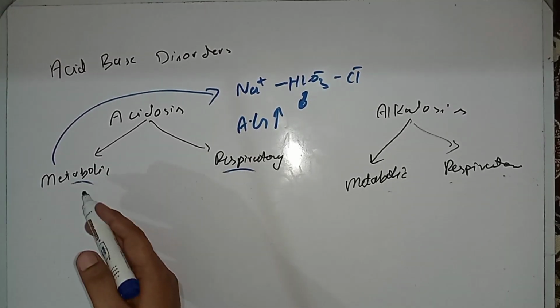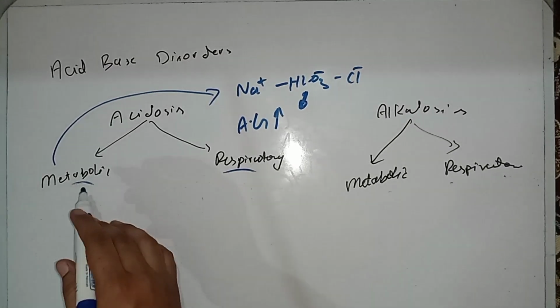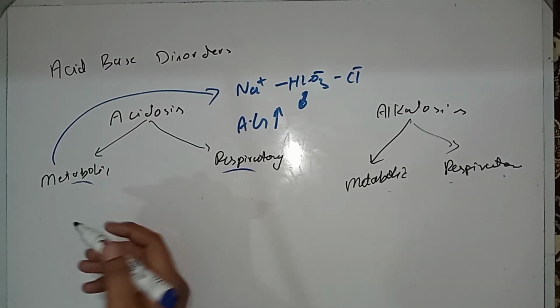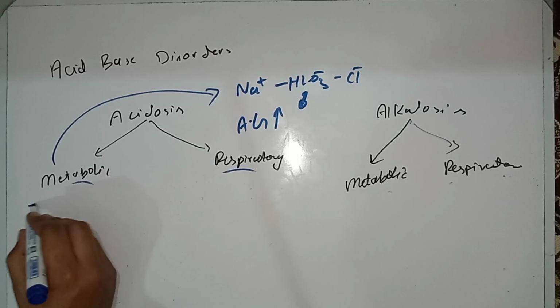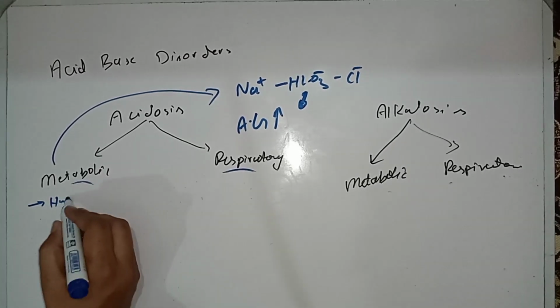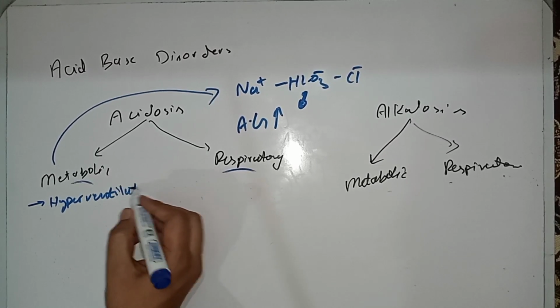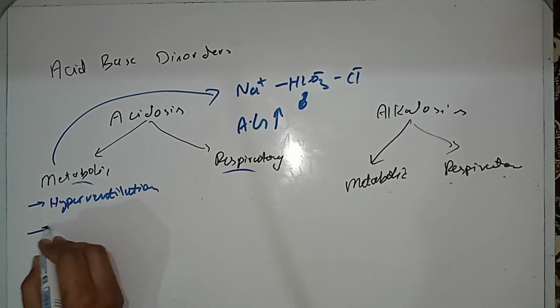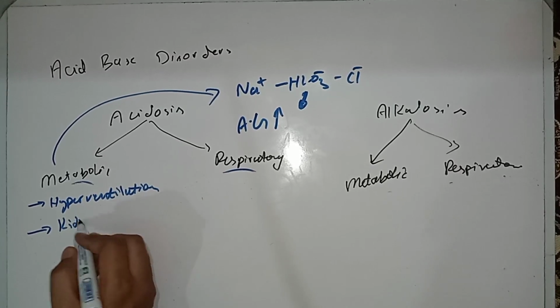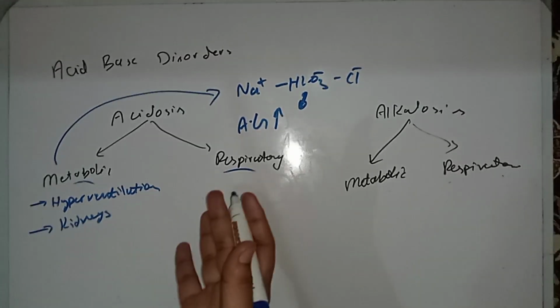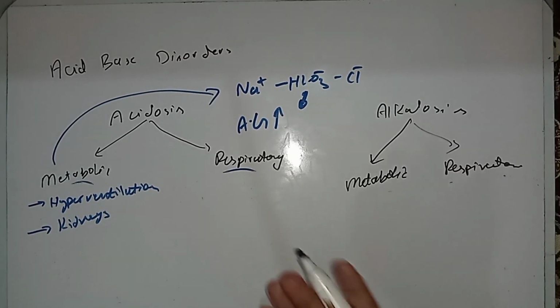Next we come to the compensatory mechanisms. In metabolic acidosis, there is decrease in bicarbonate. So how will it be compensated? Initially, there will be hyperventilation to blow off carbonic acid and to try to maintain the pH, and then kidneys will play their role. Kidneys will increase the excretion of H positive ion and reabsorb bicarbonate ion.